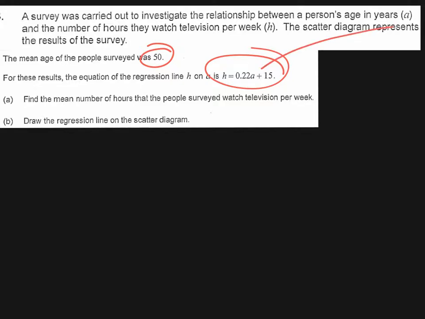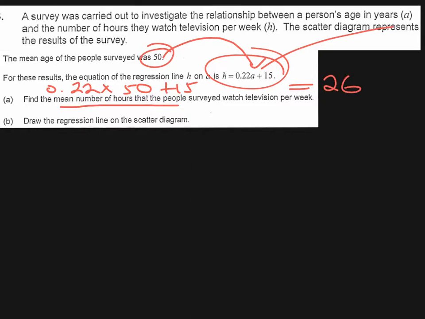And in part A then, it's very straightforward. We're just asked to find the mean number of hours that the people surveyed watched television per week. So all we're going to do then is take the mean age and substitute it in here. So we're going to do 0.22 times 50 plus 15, and that is going to give us an answer of 26.